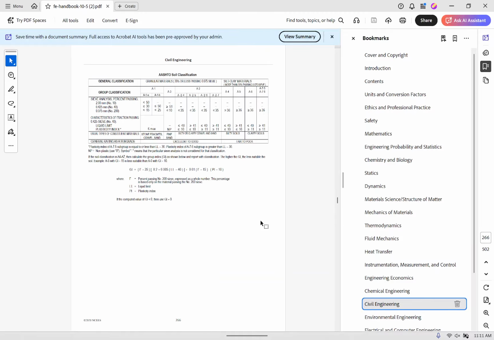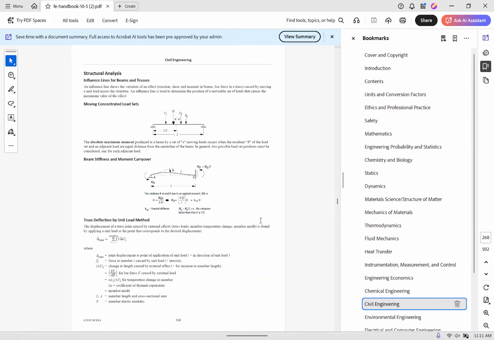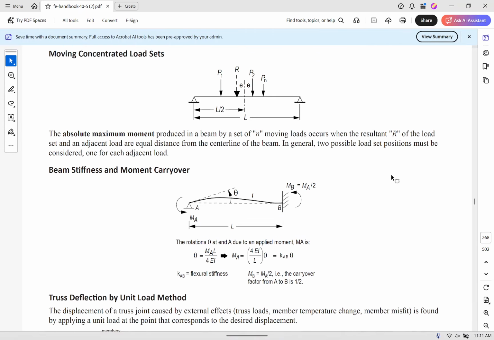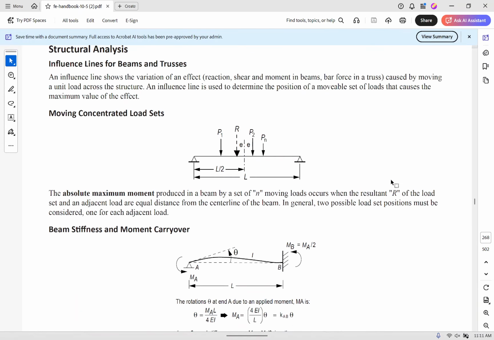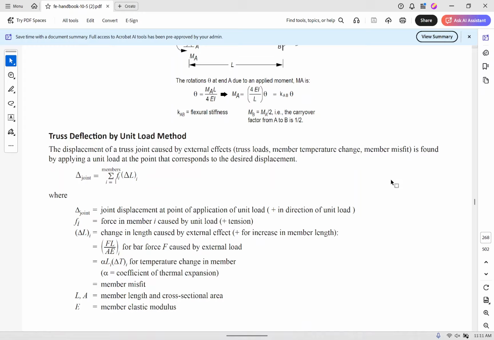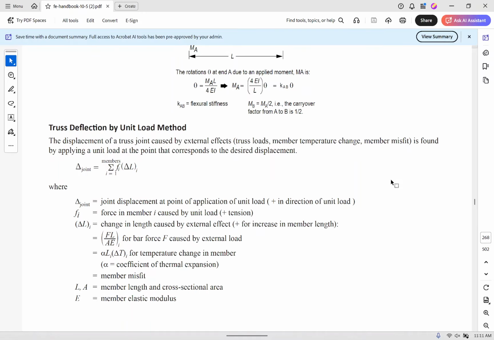Okay, but if you get to the structural engineering section, let's look at structural analysis. I'm going to close this. I'm going to fit to width. Some of this stuff we haven't seen yet because we haven't gotten to it yet, like an influence line. We'll talk about that a little bit later. But some of this stuff should be relevant or familiar. For example, truss deflection by the unit load method. We've already done this, okay? So how do you compute the truss deformation?